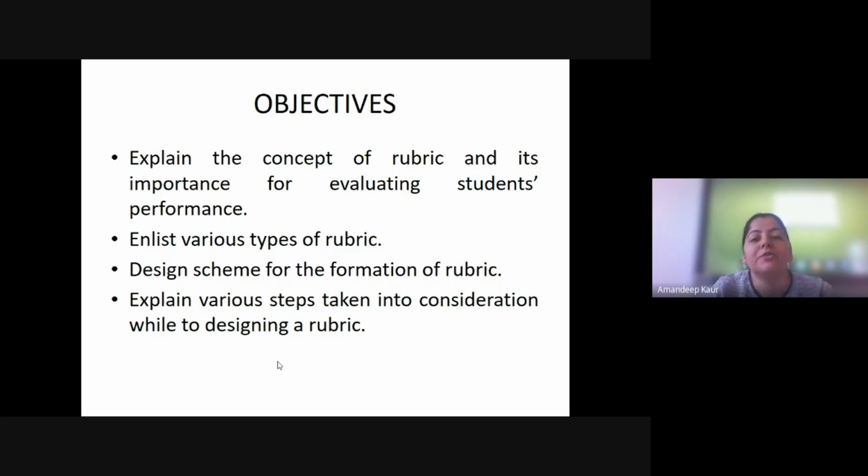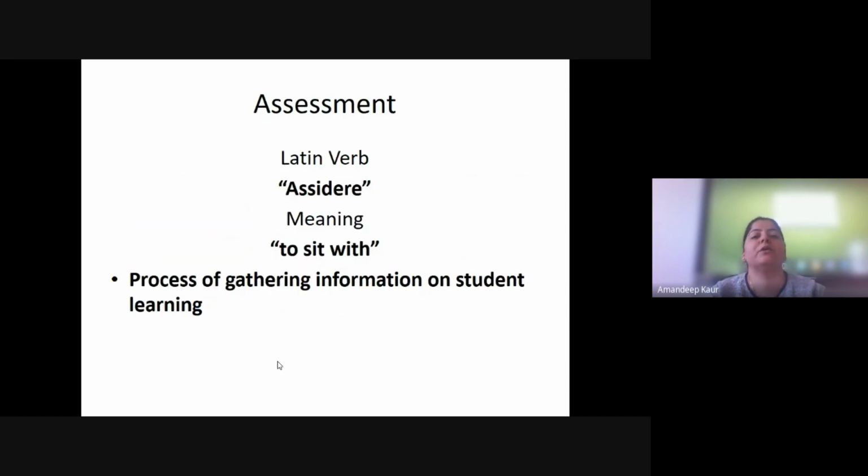Before I start on this particular topic, I know you have already covered the topic of assessment concept, types and characteristics, delivered by Dr. Paramjit Kaur Tulsi ma'am. In that lecture, you all came to know why we assess our students' performance. Our purpose is to collect information on student learning.